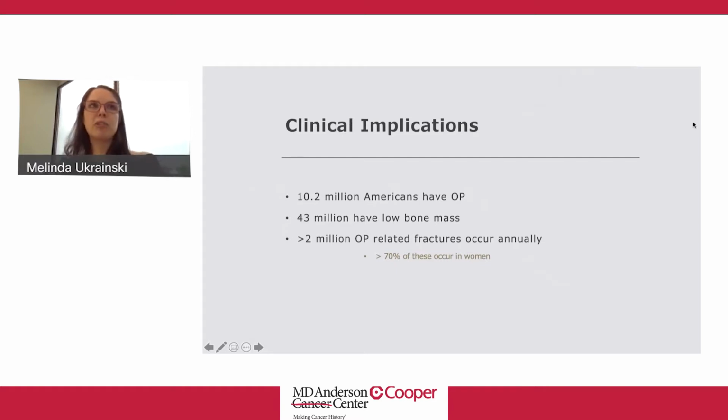So osteoporosis is a major public health problem. According to the National Osteoporosis Foundation, 10.2 million Americans have osteoporosis, and an additional 43 million have low bone mass, also known as osteopenia, a terminology you may have heard. More than 2 million osteoporosis-related fractures occur annually, and more than 70% of these fractures occur in women. A recent study showed that the annual costs for caring for osteoporosis-related fractures are greater than the annual costs for caring for patients with breast cancer, heart attacks, or strokes in women greater than 55. So a significant major health problem in our country.